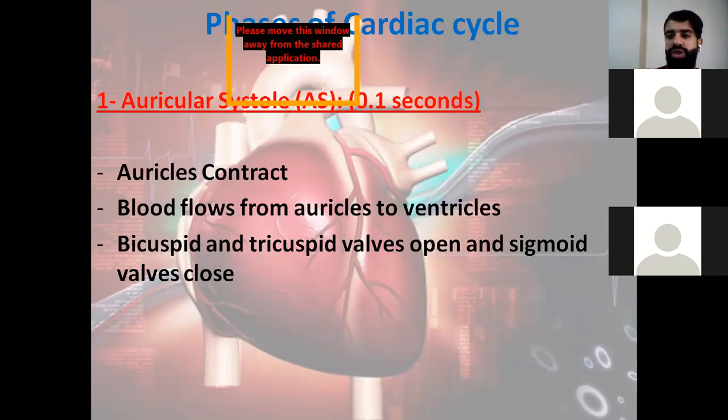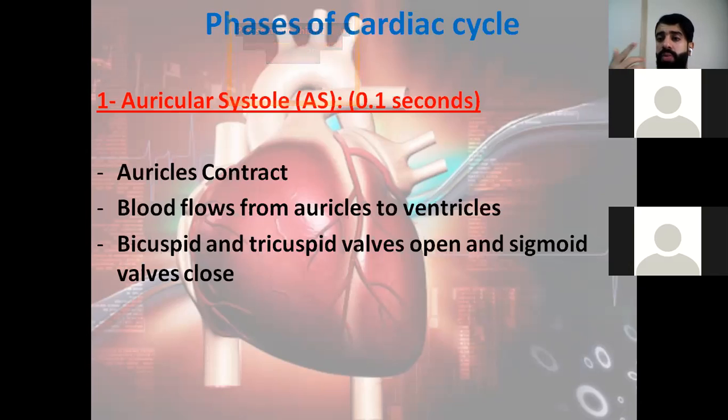Systole, contraction. Auricular is the auricles. So contraction of the auricles. Blood will flow from where to where? From the auricles down to the ventricles. Bicuspid and tricuspid valves, what do they do? They open. Why? To allow the blood to flow from the auricles down to the ventricles. While in this phase, auricular systole, the sigmoid valves are closed.